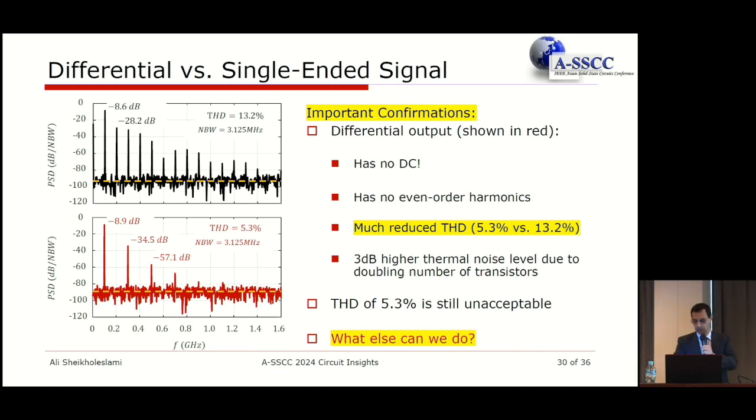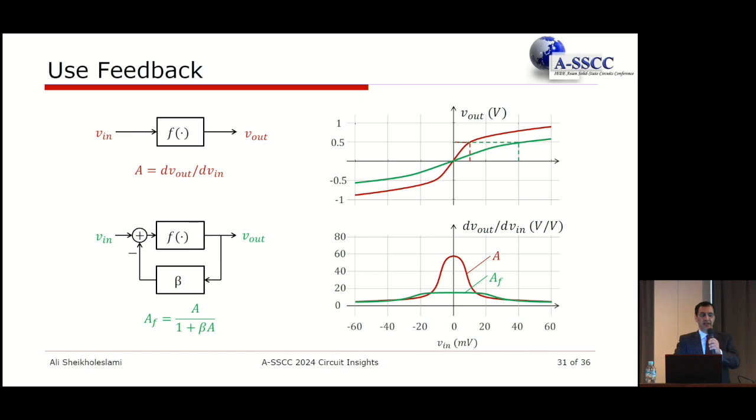So what else can we do? This is step one. Use feedback. Feedback can really reduce distortion, and that is very interesting. So look at this block diagram that I'm showing here.